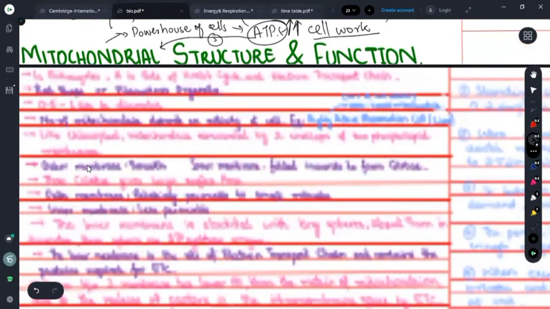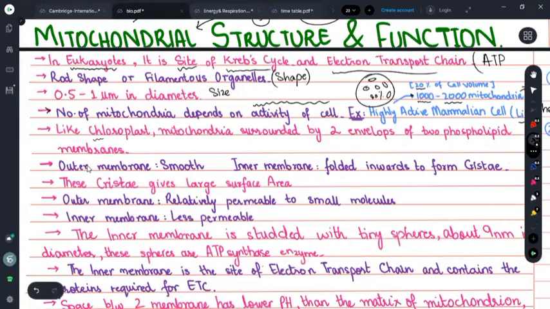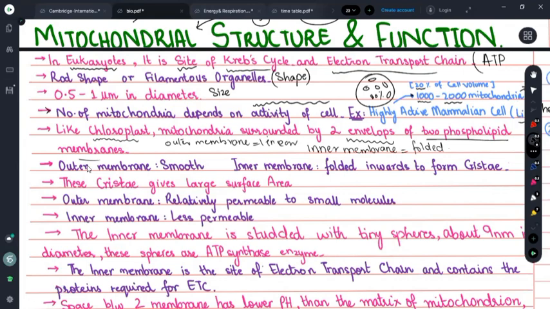Mitochondria is similar in structure to an organelle which is found in plants, that is chloroplast. So like chloroplast, it has two envelopes of phospholipid membranes. The outer one is called the outer membrane, which is quite straight, linear, and the inner membrane is much folded. The folds of the inner membrane are called cristae. So the outer membrane is quite smooth, whereas the inner membrane is folded inwards, like this.